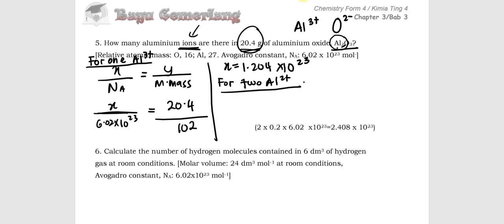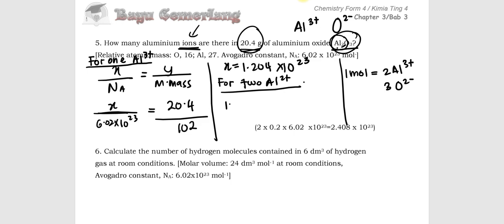Because you must know 1 mole. Why like that? If you ask why it happened like that, this is 1 mole, right? Aluminium oxide 1 mole, right? In that 1 mole how many aluminium are there? 2 aluminium ions, 2 Al3 plus, and then 3 times the oxygen 2 minus. That's why we need to times 2, because we are not calculating for 1 mole.